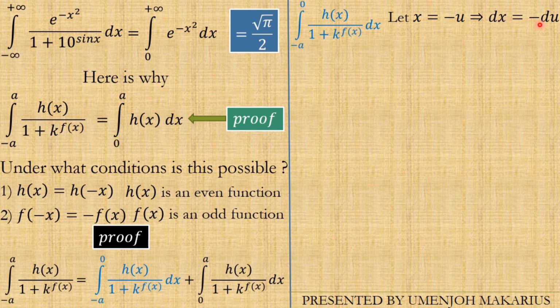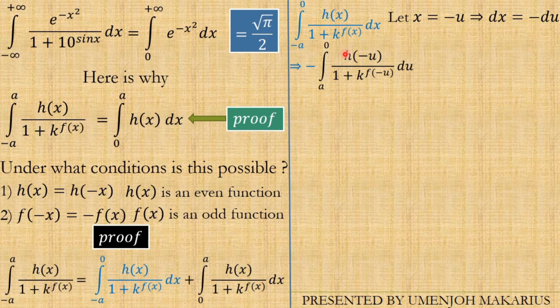And keep in mind that dx is what? Negative of du. That's the point in place. We're going to have negative of the integral from a to 0 of h of x, where x is negative u, and our x as well is negative u. Great. So we're going to have 1 plus k raised to the power f of u du.